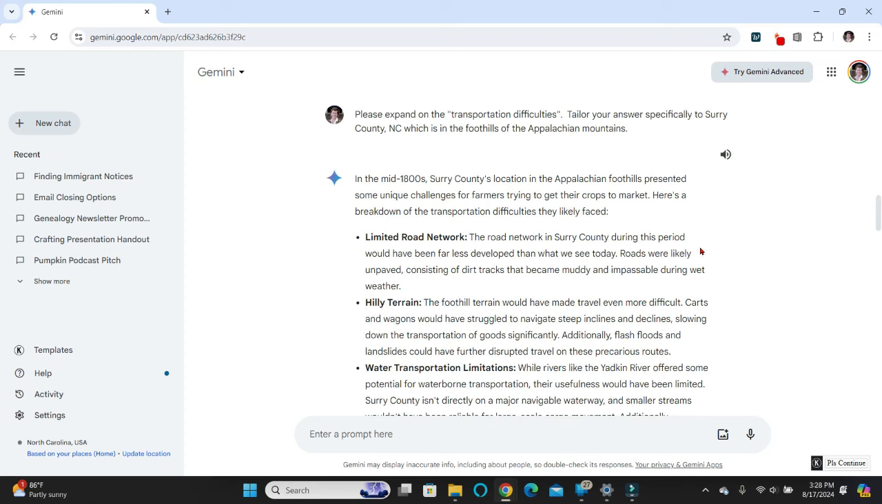Because it's telling me it's a really limited road network, it's very hilly terrain, there's water transportation issues, it gets me thinking, where would they have gone and how would they have gone? Maybe going to the county seat wasn't the best option for them. Maybe with these hills, I need to get a topographical map and look and go, oh, if it's that hilly, where would they have gone? What would have been the easier route? Maybe they went over to Virginia to do their business. So it's going to get me thinking and moving along those lines.